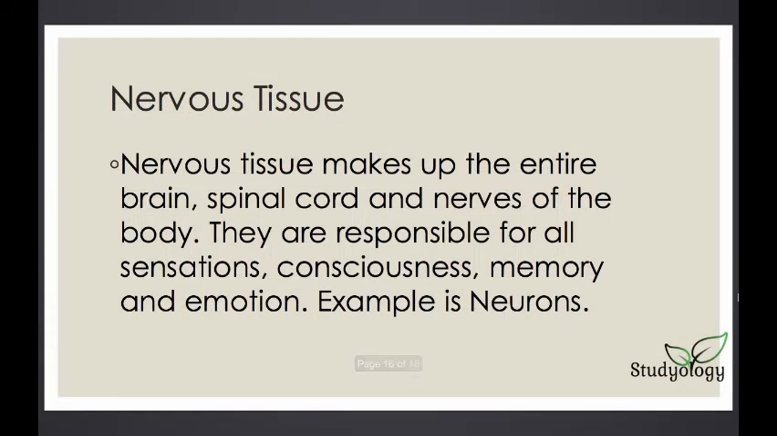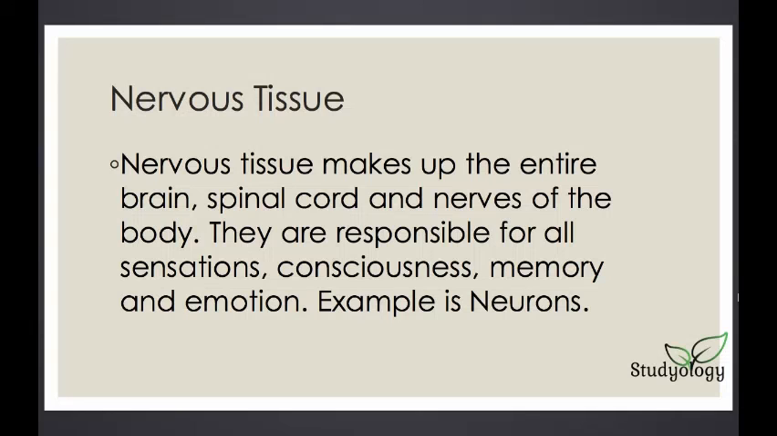Next type of tissue is the nervous tissue. Nervous tissue makes up the entire brain, spinal cord, and nerves of the body. They are responsible for all the sensations, consciousness, memory, and emotion. So these are basically tissues that help give signals to your body, and it's present entirely in the brain. And one example is neurons.